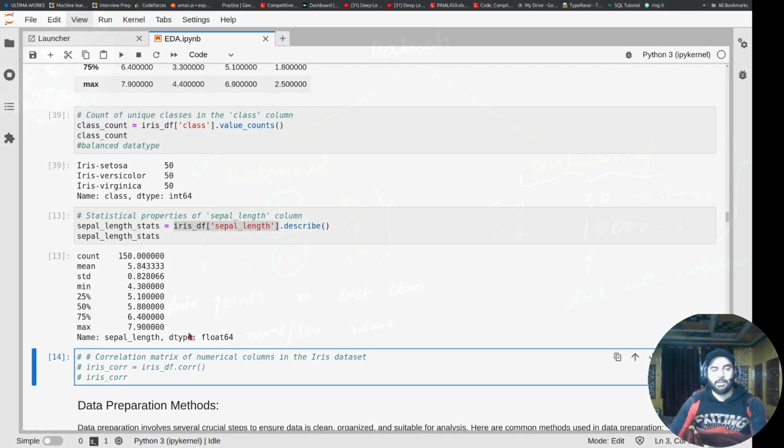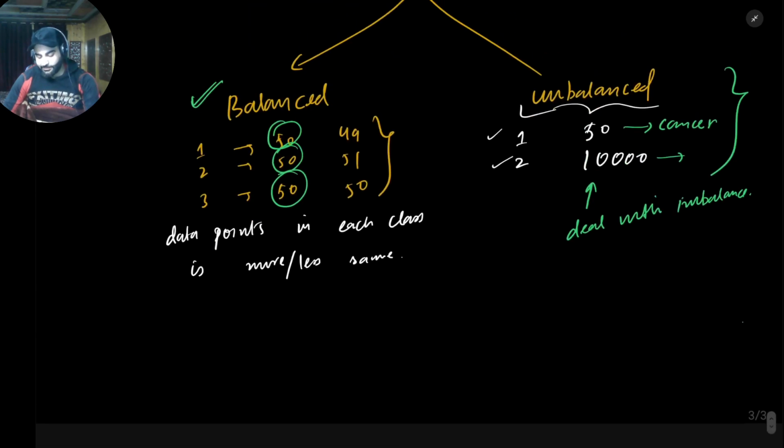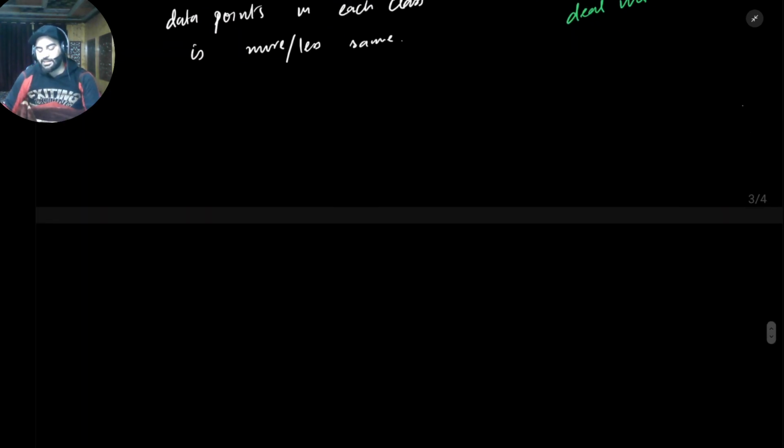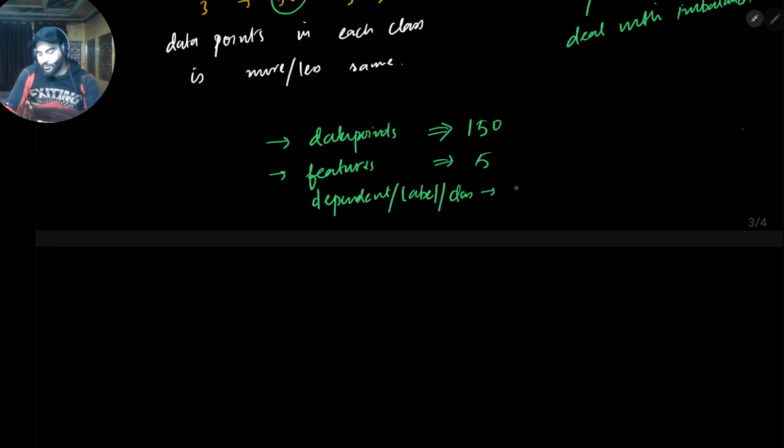Is it clear till now what we have discussed about the data set that we are working with? So how many data points are there? At least you should have an understanding. Anyone? 150 data points. So how many features are there? 5. How many are dependent features? Dependent, or maybe we call them the label or class. Only one. So how many features are independent? Four. So four features are independent features.